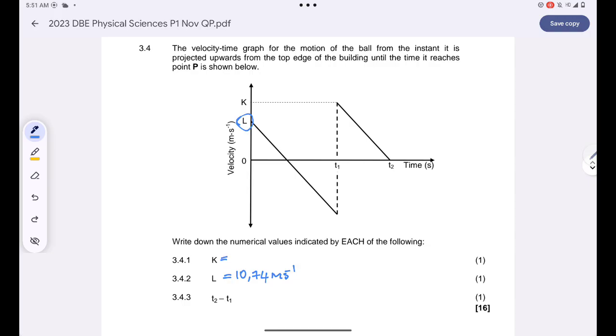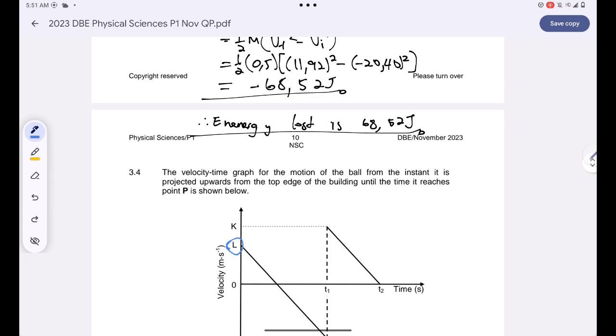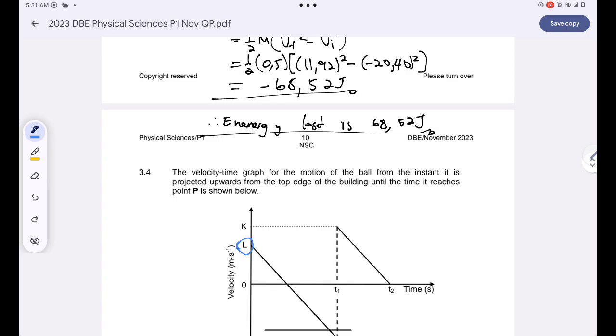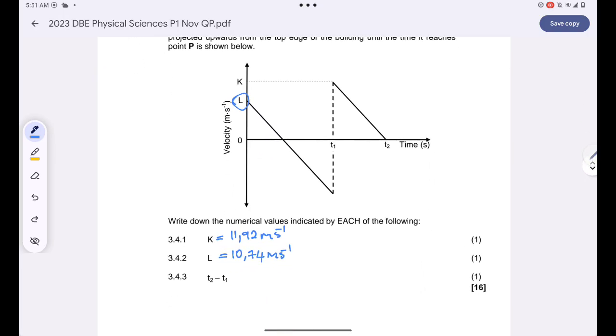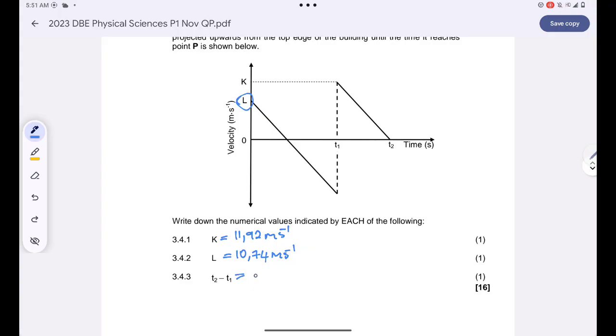And then K is the velocity at which the ball leaves the ground. Remember that we were given that velocity to be 11.92 meters per second. And then T2 minus T1 is just the time it takes the ball to reach the maximum height from the bottom. Are we together? That's the amount of time we just calculated. We just got 1.22 seconds. That's how you would have tackled this question, guys.